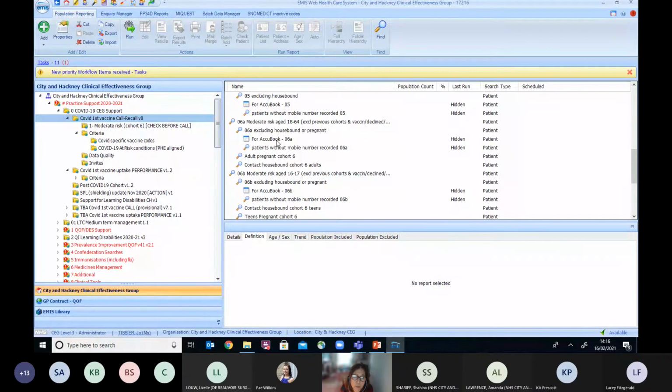So for this AccuBook list, they will not show women who are pregnant. That is not because we're excluding women who are pregnant from the actual cohort, but we're excluding them from the list that you would upload to AccuBook. Then if you go a bit further down, you can see another search will actually identify the people who are pregnant.